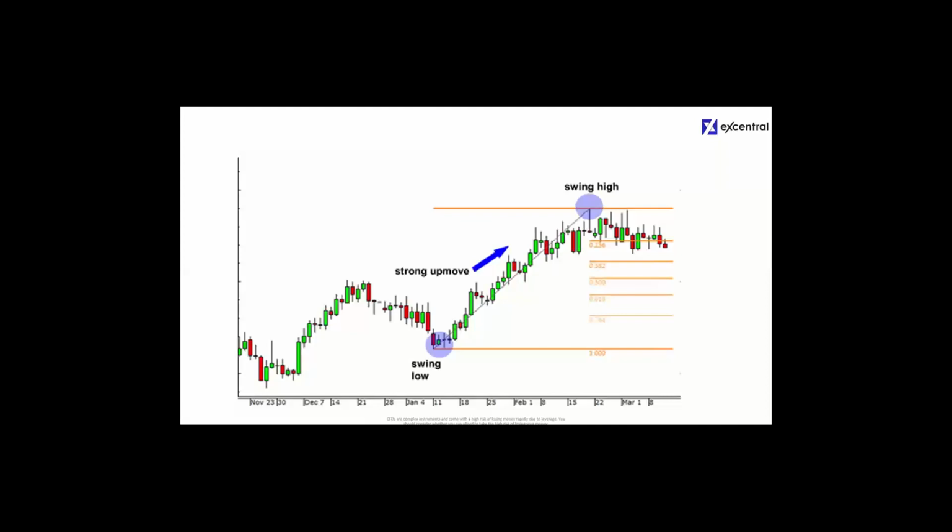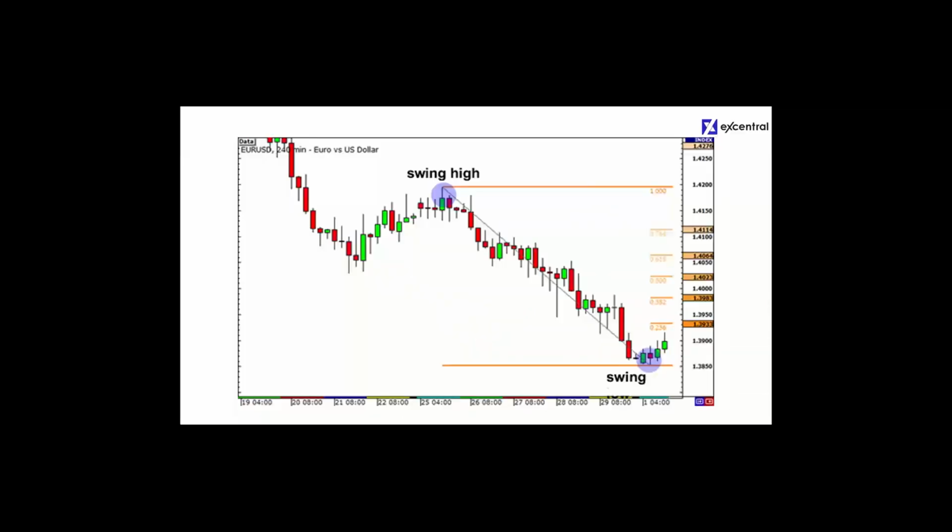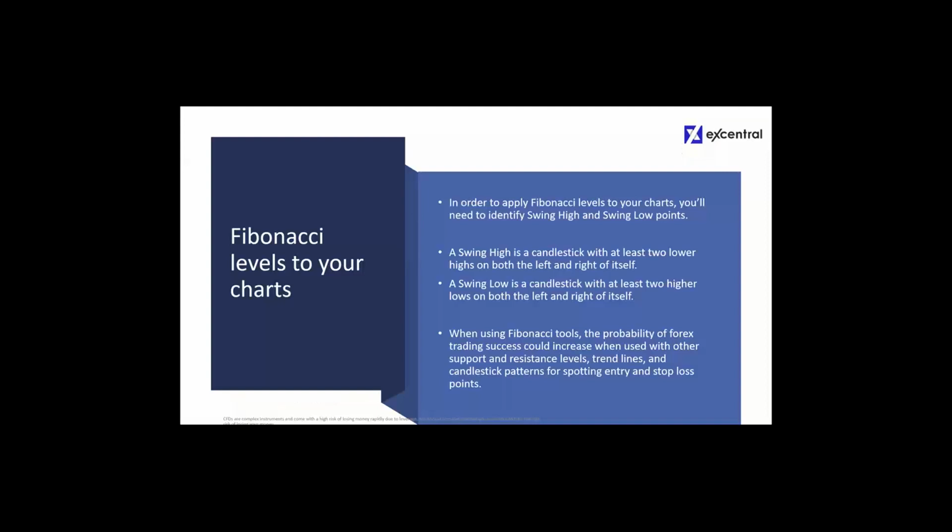And the important part is to define the strong move, not a trend line, but a strong move up or a strong move down, and then locate the swing high and the swing low of that movement. But that movement has to have ended. So whether it's a downtrend or an uptrend, for a downtrend, you pull it down. For an uptrend, you pull it up.